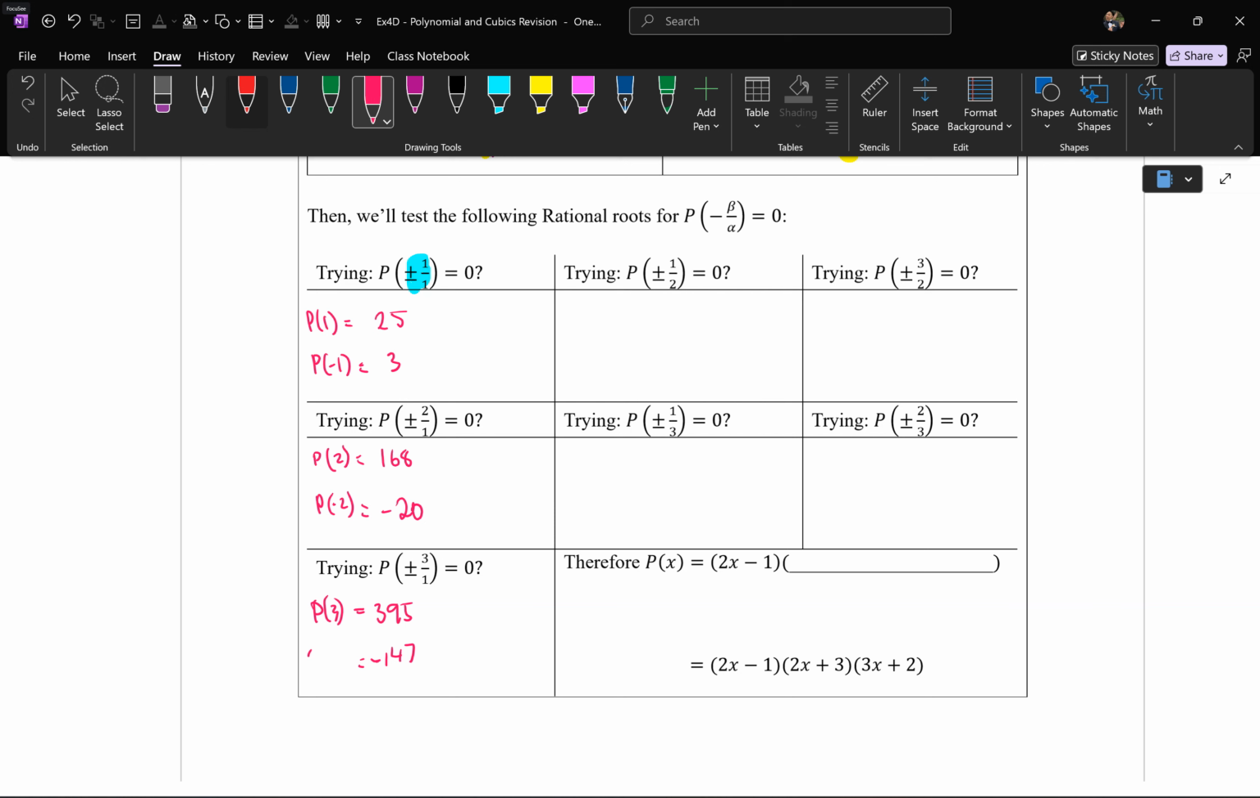P of 3, P of negative 3. Didn't work. So next, this year, when I'm teaching the year 11s, they will go through a stage where they can't test any of these numbers. Doesn't work. So what do you do? This is the next step. They're going to try rationals. Rational numbers. So let's try P of half.